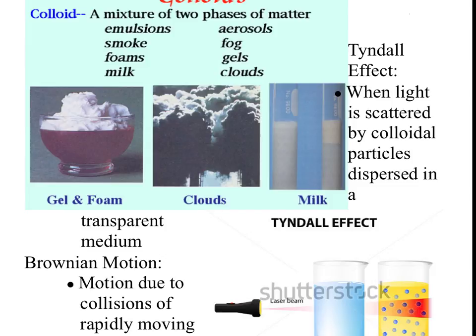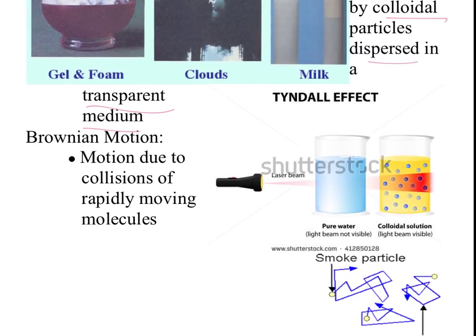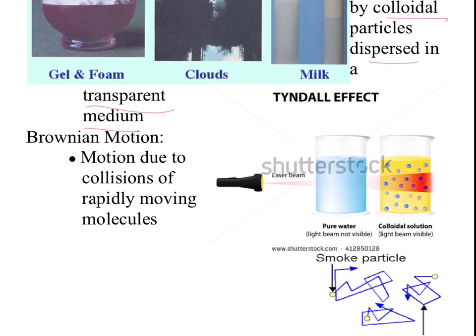But the Tyndall effect here. The Tyndall effect is when light is scattered by colloidal particles dispersed in a transparent medium. So this kind of goes across here. If you look at this example down here, the Tyndall effect is right here, passing light through. If it is a solution, the light will go straight through. And it works great with a laser beam, and you can see on the other side, the laser beam will come through. If I put a sheet of paper right here, you'll see the laser beam dot there.